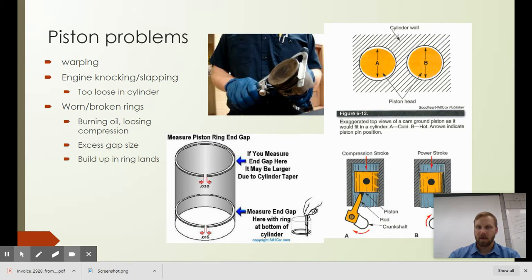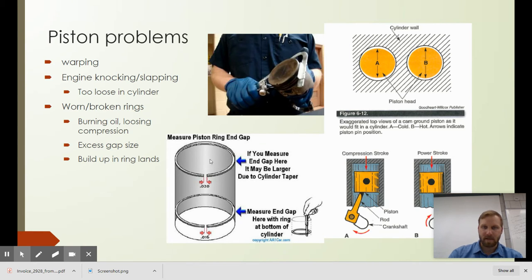So the engine may run, but it's going to lose power, or when you try to do a high power application like mowing some wet grass or something like that, it's going to really bog down and stall out. And that usually just means that it can't hold that higher compression when you call for it. Okay.